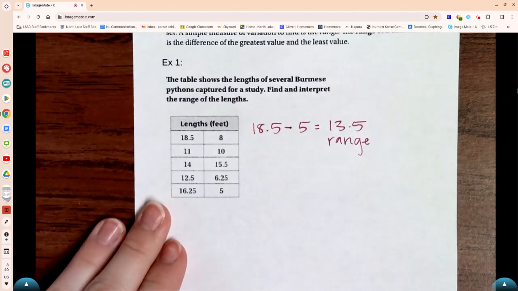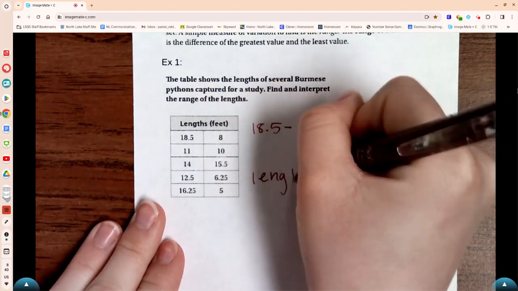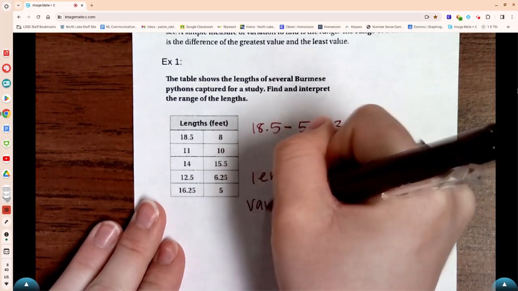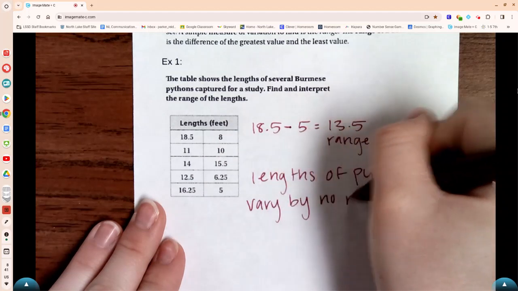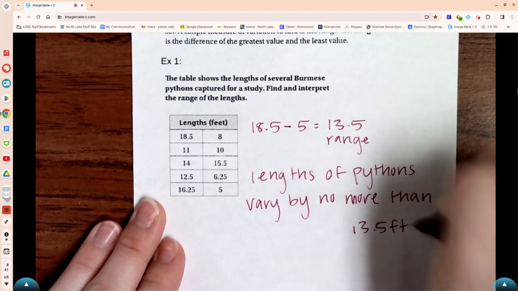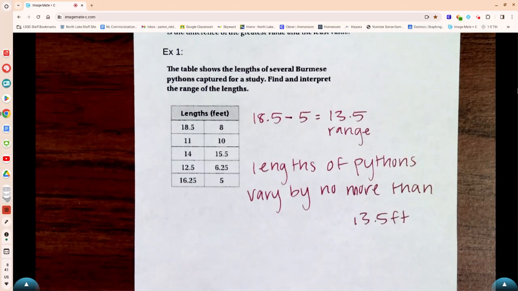So if I have a range of 13.5, that's telling me that the lengths of the pythons that I collected vary by no more than 13.5 feet. What that means is if I pick a length of one of the pythons, I know that the biggest difference that there could be from that length to another one is 13.5. There's no bigger difference between the lengths. They all fall within 13.5 feet of each other. That's what this is telling me. Questions about example 1?